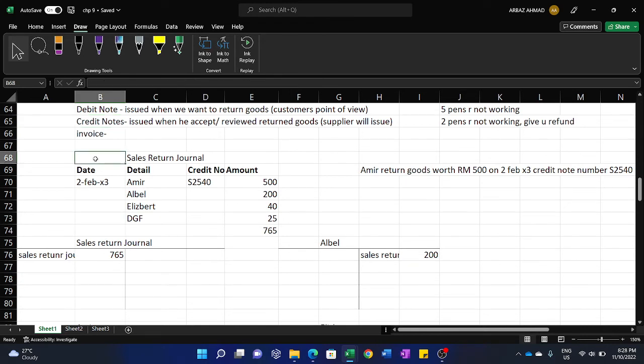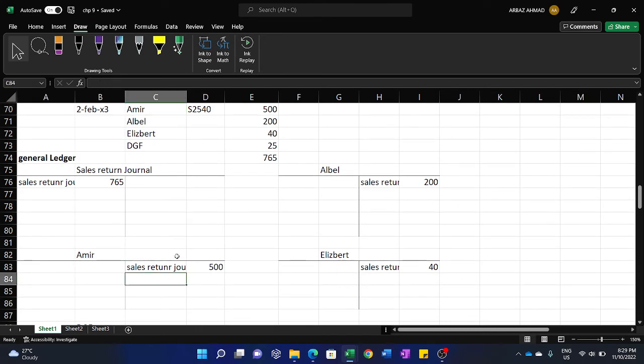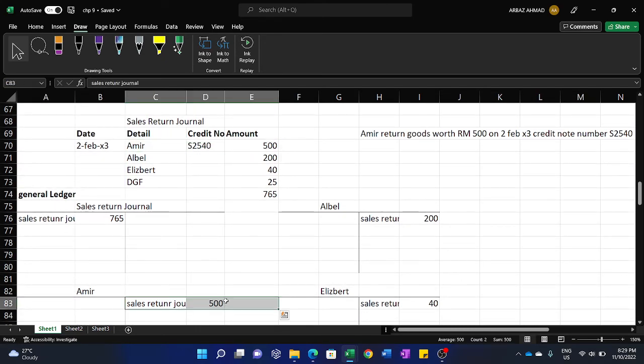So now we have the sales journal, same thing. You have the date here, you will write the date, then the detail, then the credit note number, and then the amount. Okay, and then the total will go in the return journal, the sales return journal. So this is the general ledger. Then you are going to open the account for Amir. You are going to write the amount here, 500, and then you are going to write the amount here.